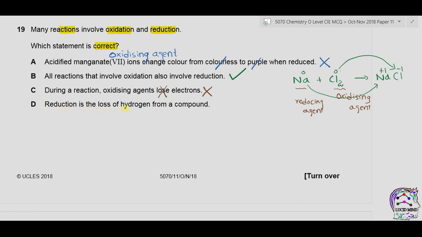Part D. Reduction is the loss of hydrogen from a compound. Reduction is the gain of hydrogen, it is not the loss. Correct answer is B.